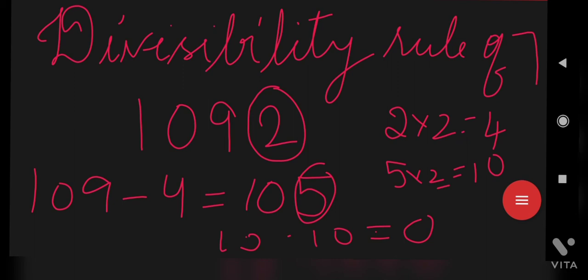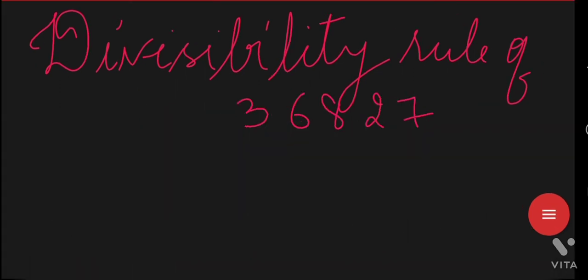So the answer we got is 0. So this is 0, and this number is divisible by 7. One more example, let us take a 5-digit number, 36827. The first step is to remove the last digit and double it. So 7 into 2 is 14.